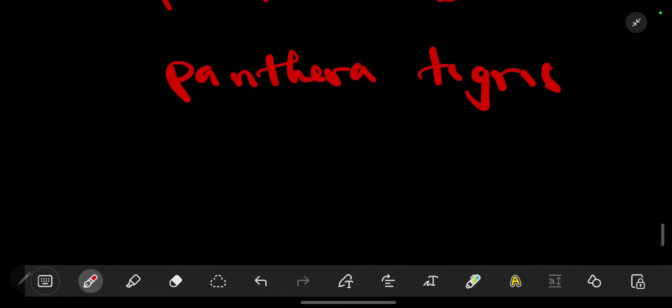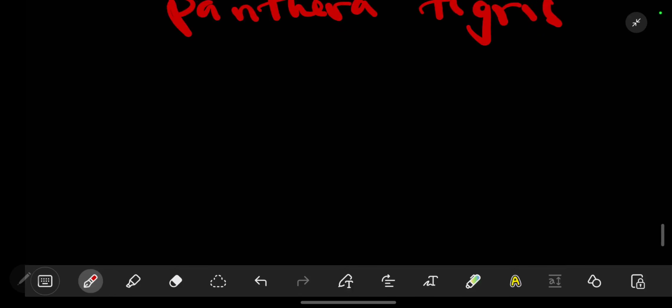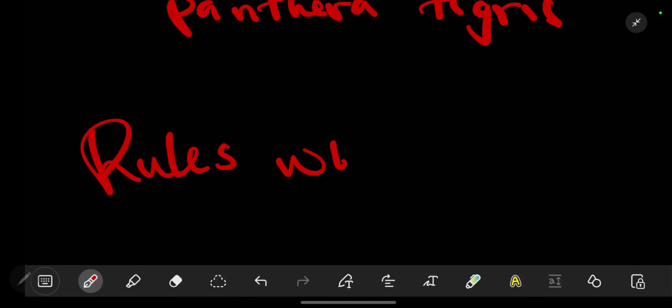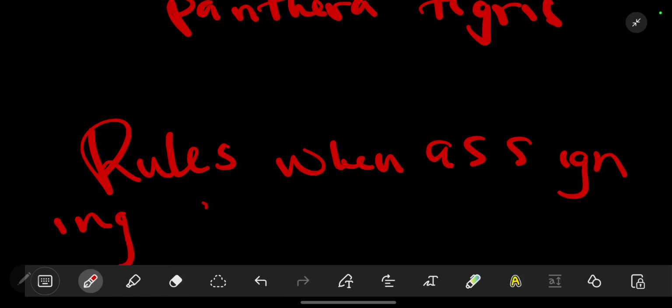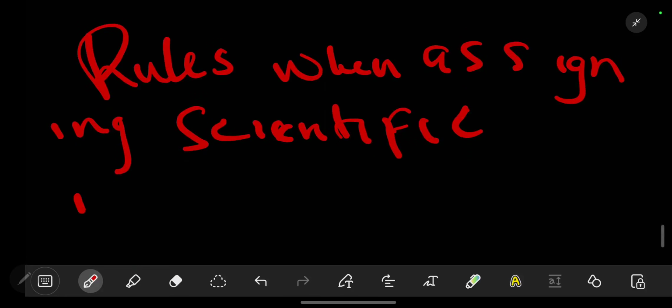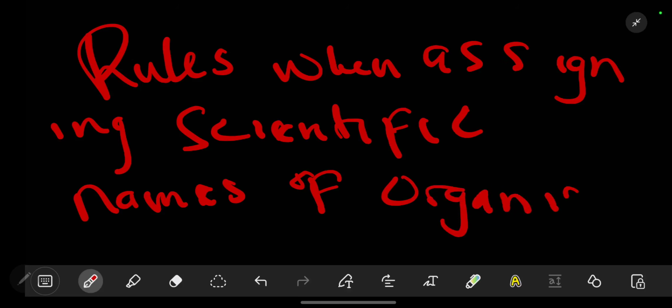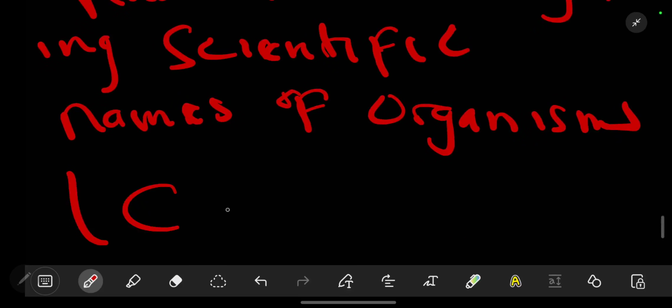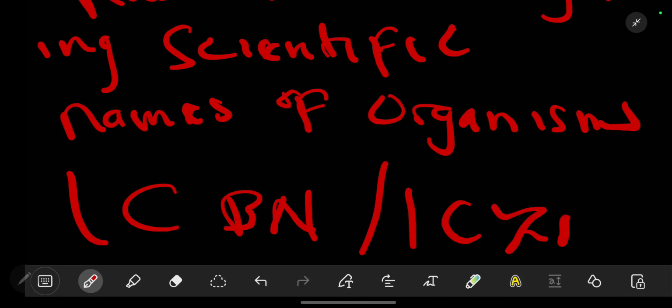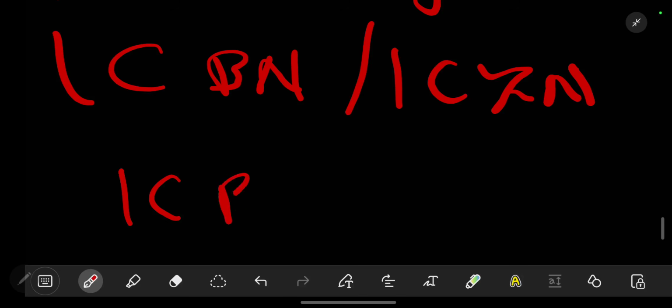Now this naming has sets of rules. When assigning scientific names of organisms, there are rules. These are what we call the ICBN and the ICZN. So let's begin with the ICBN.